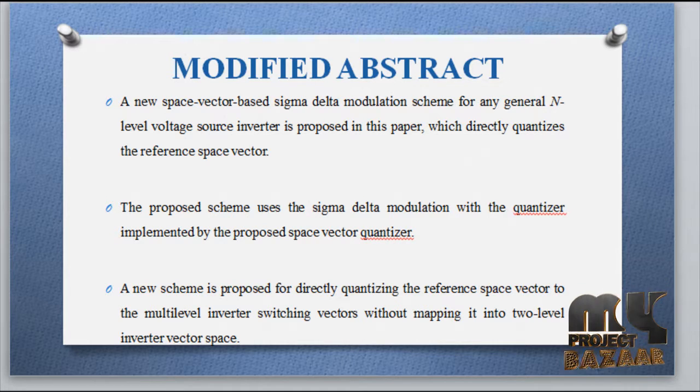Modify abstract: a new space vector based sigma delta modulation scheme for any general n level voltage source inverter is proposed in this paper. It directly quantizes the reference space vector. The proposed scheme uses sigma delta modulation to quantize, and implements the proposed space quantizer. A new scheme is proposed directly quantizing the space vector in two levels of vector space.